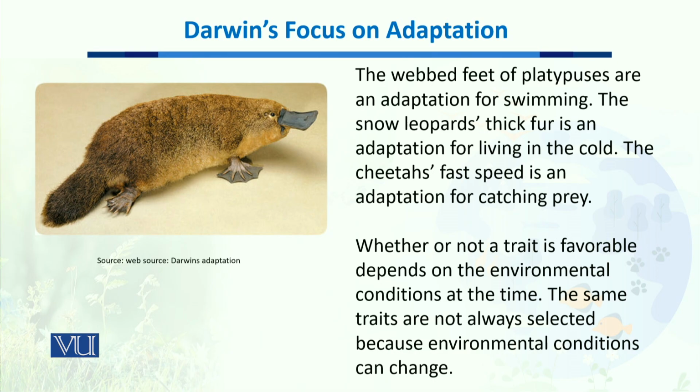Now, the examples: as you can see, this is a platypus, which is the only mammal with webbed feet, and the acquiring of these webbed feet by the platypus is an adaptation for swimming. Similarly, the snow leopard's thick fur is an adaptation for living in the cold. It cannot survive the cold if it doesn't have thick fur which will protect it from the extreme cold environment.